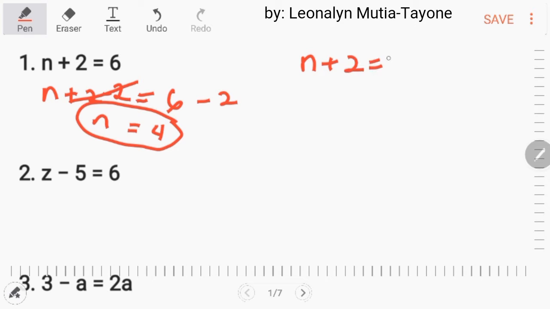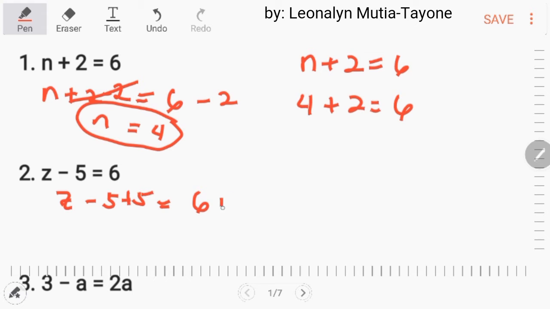n plus 2 equals 6. n is equals to 4. 4 plus 2 equals 6. Next, number 2. Z minus 5 equals 6. Let me rewrite it. Z minus 5 equals 6. So we have to add both sides ng 5 para ma-cancel si 5 dito at ma-isolate na si Z dyan. And that is 6 plus 5 equals 11.